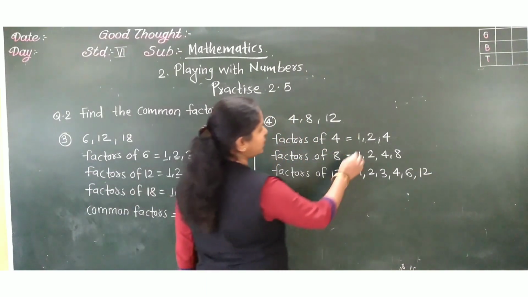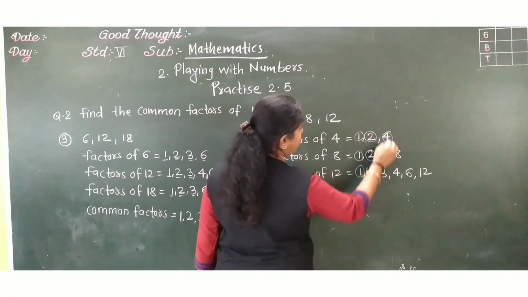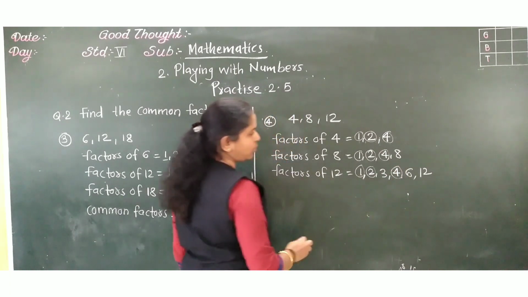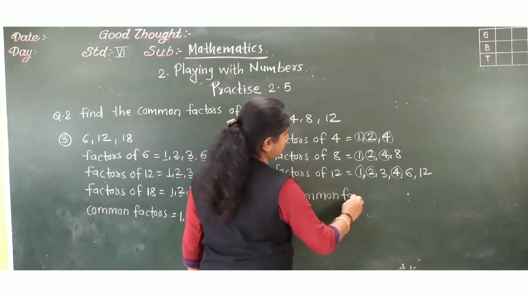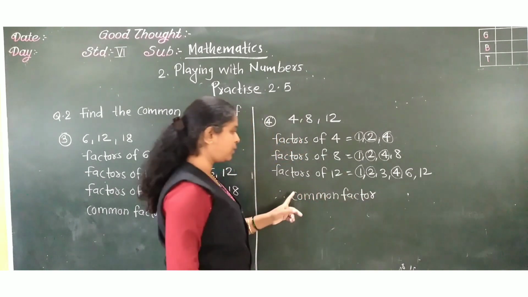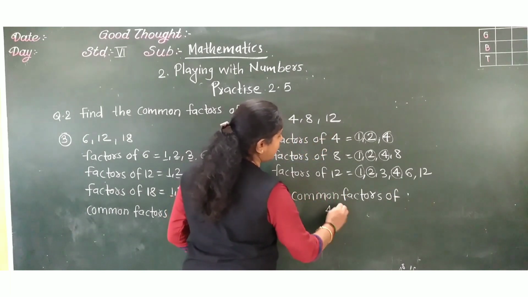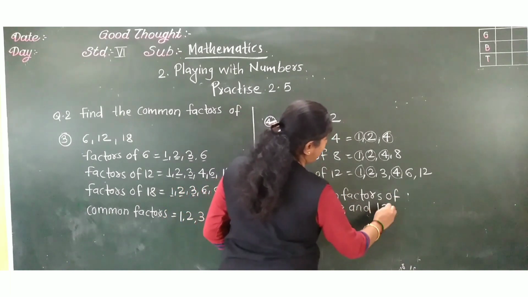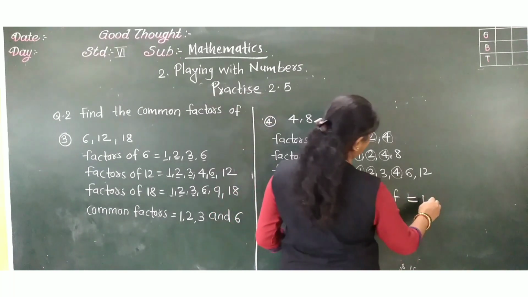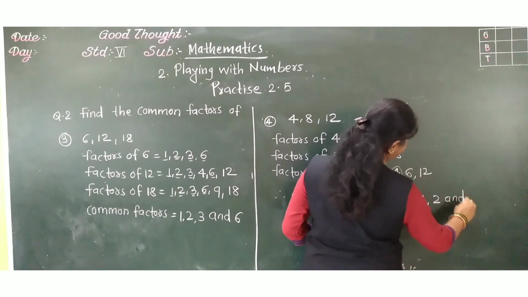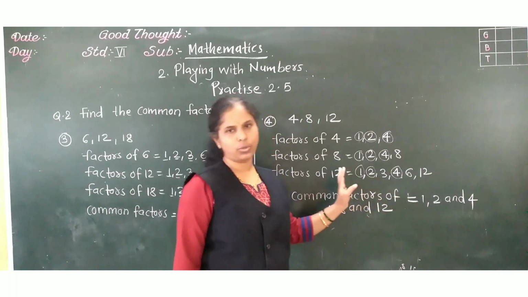Now which are the common factors? 1, 1, 1, 2, 2, 2, 4, 4, 4. Okay. Therefore, common factors, you can write common factors of 4, 8 and 12 is equal to 1, 2 and 4. In this way also you can write, or you can write only common factors. Anyhow you can follow.